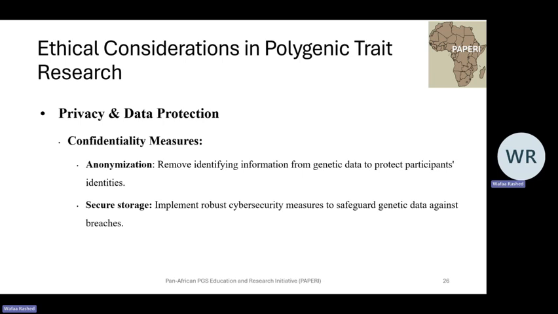The second point is privacy and data protection. So confidentiality measures are very important. This is in the form of anonymization, removing identifying information from genetic data to protect participants' identities, and secure storage, implementing robust cybersecurity measures to safeguard genetic data against breaches.